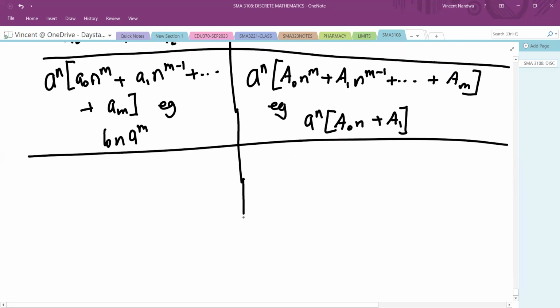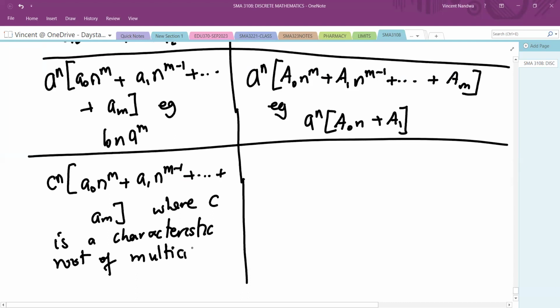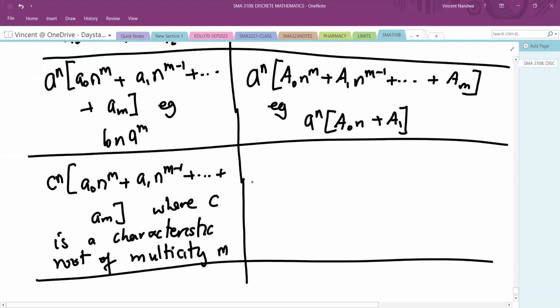Then next, if your f of n is c power n into a naught n power m plus a1 n power m minus 1 all the way plus am, where c is a characteristic root of multiplicity m, then your guess for the particular solution will be c power n, n power m, into a naught n power m plus a1 n power m minus 1 all the way plus am.